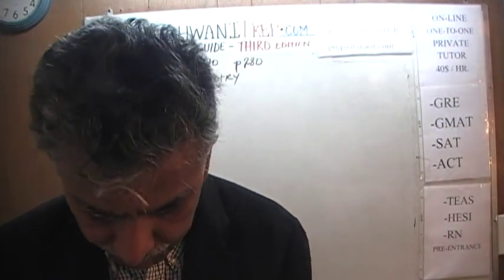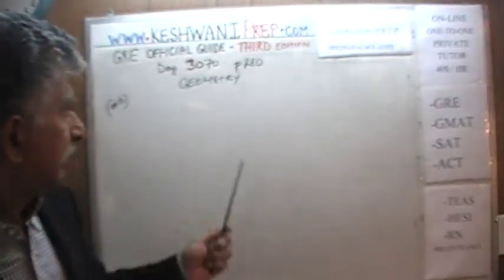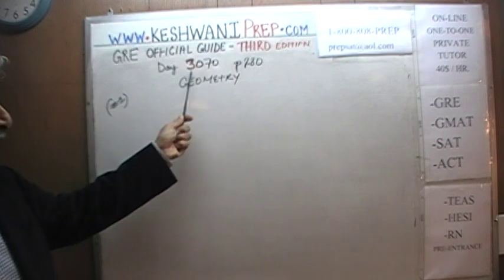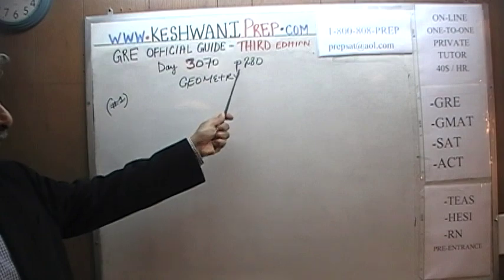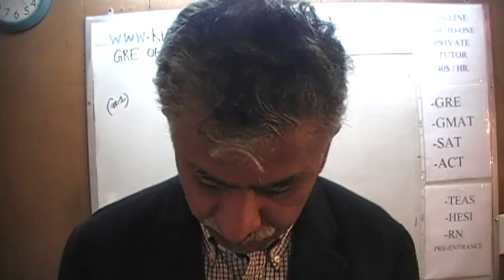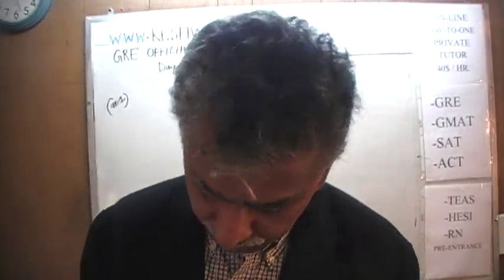Today is our lesson number 70, Day 3070. The 3000 indicates that we are in the third edition, day 70. We are on page number 280. We are about to begin the geometry exercises that you see there on page 280. Turn to page 280, make sure the book is in front of you, and let's get going.